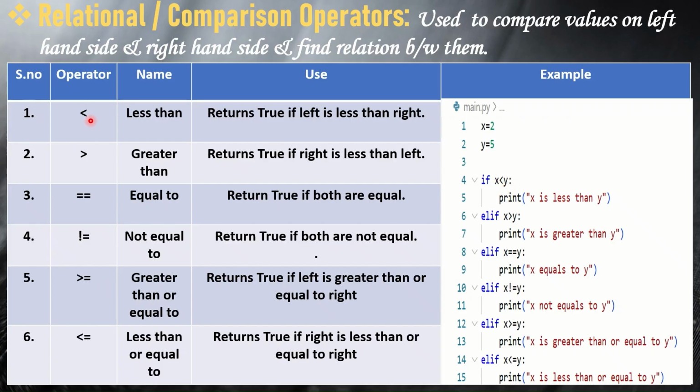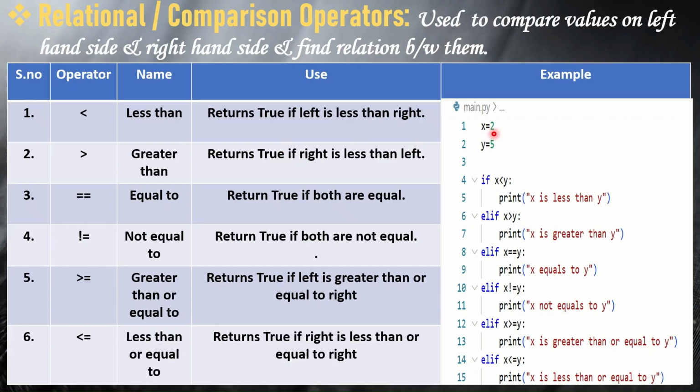So here the first one is the less than symbol. We can call this operator the less than operator. This operator returns true in the result if the left operand is less than the right operand. In this example, we have two values, x is equal to 2, y is equal to 5. And here I have given some conditions. The first condition I am checking with the help of this less than operator: if x less than y, then I'm going to print x is less than y.